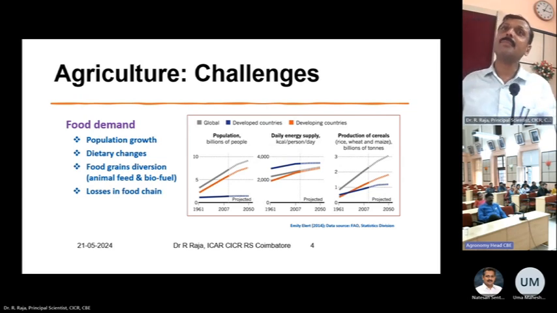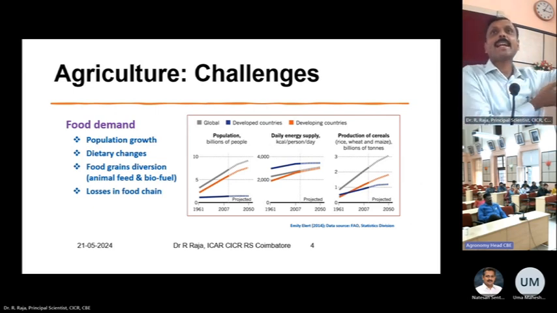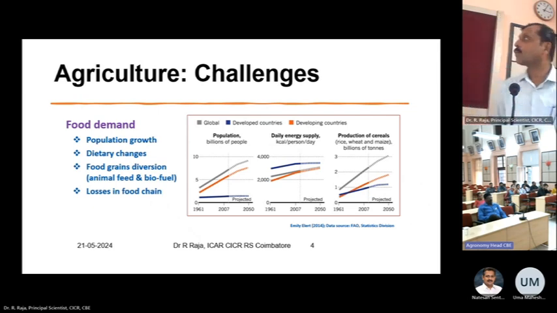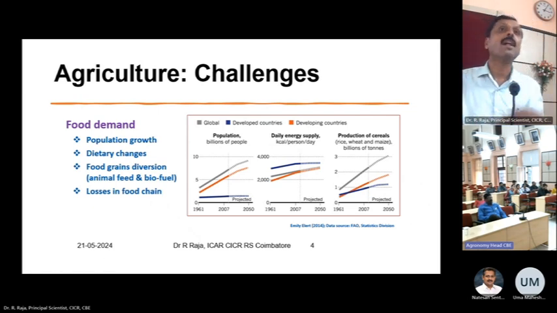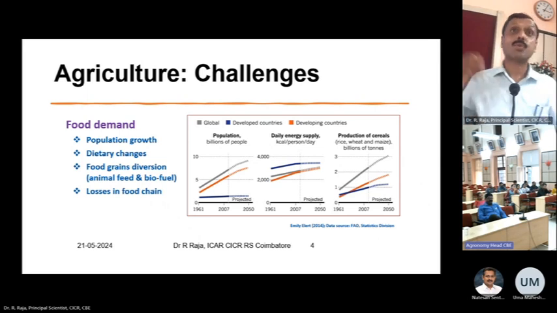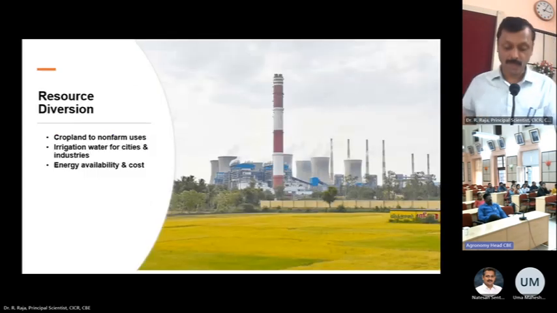So at that time, the maize was being diverted for bioethanol production. So what happens? Your poultry feed shortage will be there. Indirectly the system gets affected, right? So those kinds of things are there, and also losses during production and transportation. Our post-harvest losses are so huge, almost 25 to 30%. Each and every commodity, we are losing post-harvest.